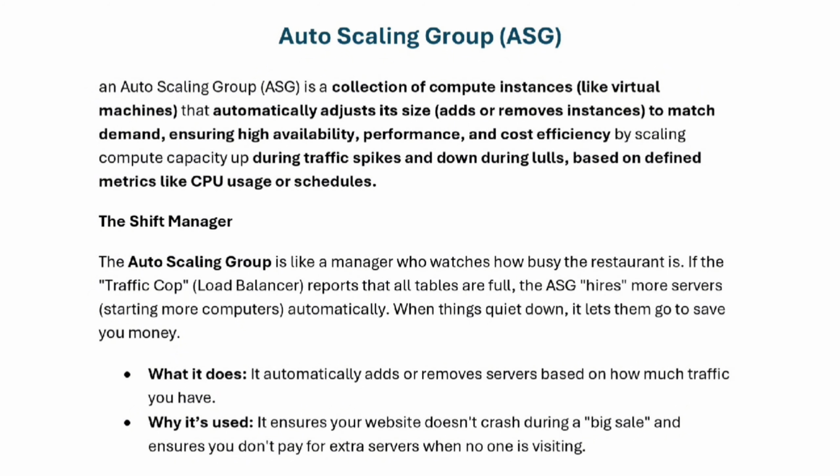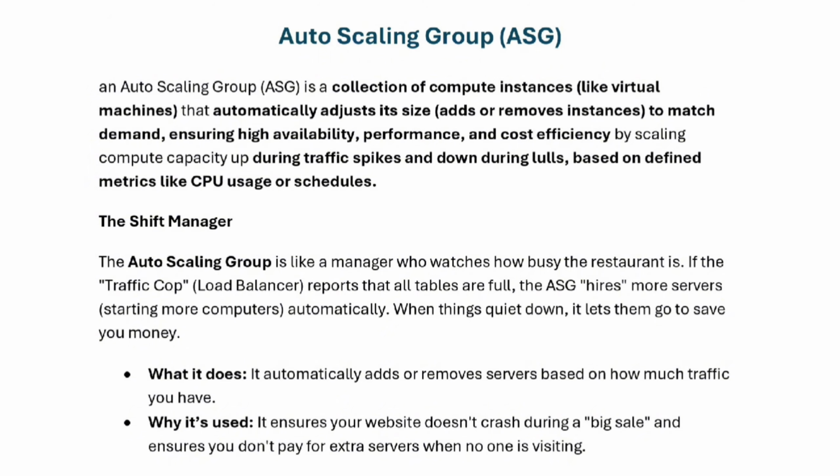An auto scaling group (ASG) is a collection of compute instances, like virtual machines, that automatically adjust the size, adding or removing instances to match demand, ensuring high availability, performance and cost efficiency by scaling compute capacity up during traffic spikes and down during lulls, based on defined metrics like CPU usage or schedules. An auto scaling group adds or removes instances based on the traffic it receives.